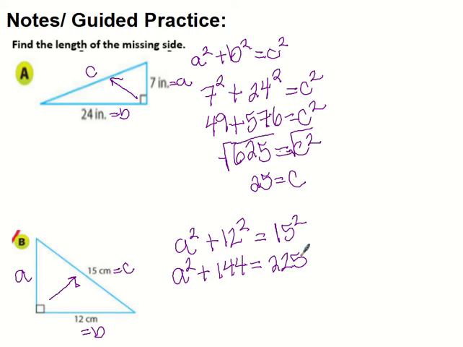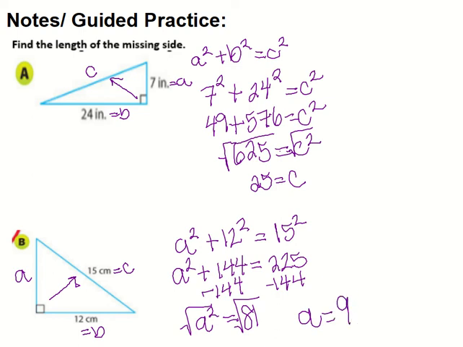So far the work has been identical to what we did up above. The only thing is, before we can finish, we're not going to add things together like we did here. We're going to do inverse operations and subtract here. We get A squared equals 225 minus 144, which would get me 81. Just like here, the inverse of squaring something is square rooting something. And we get A equals 9.